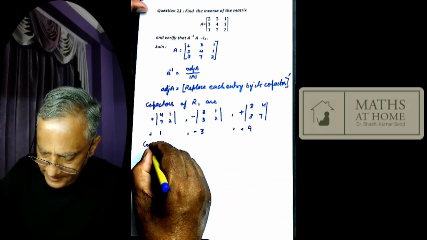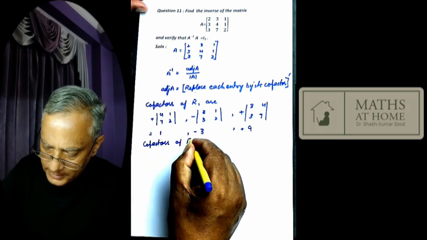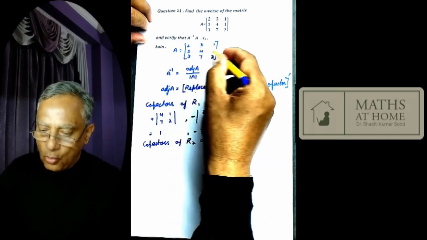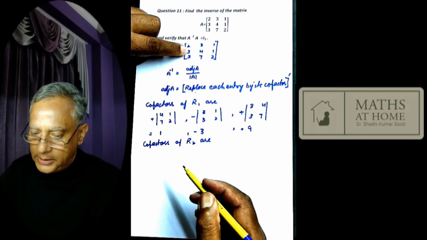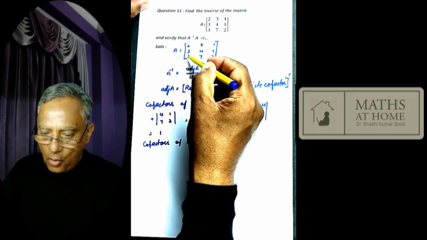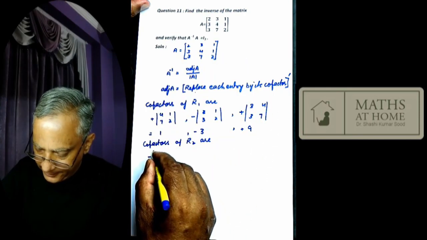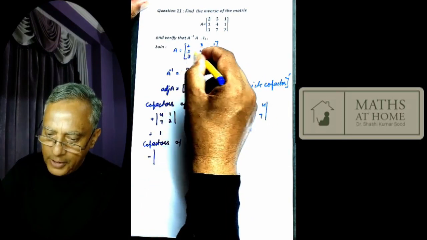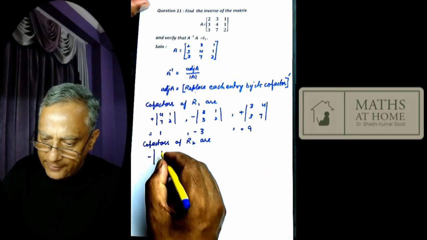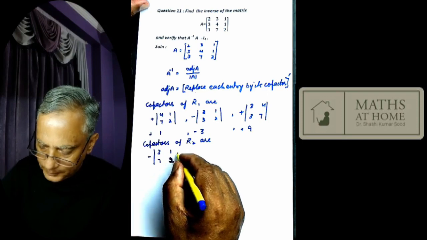Now we find cofactors of second row. That is this. Now this is entry at the place second row first column. That is odd. So this will be negative. And we will have, this will be deleted, this will be deleted. We will get 3, 1, 7, 2.